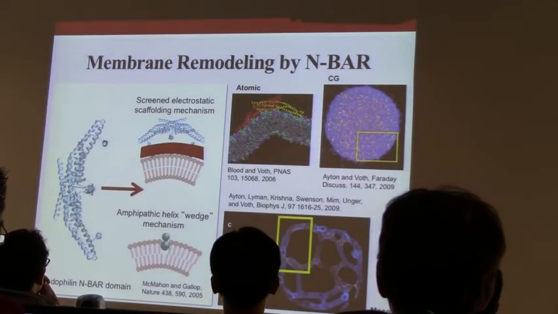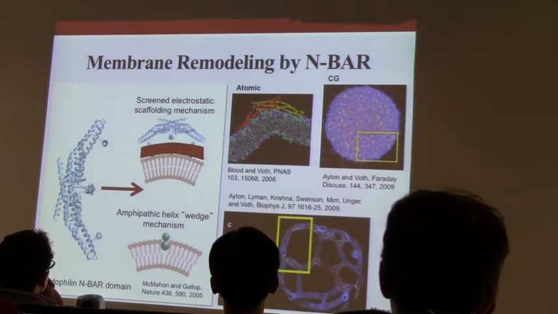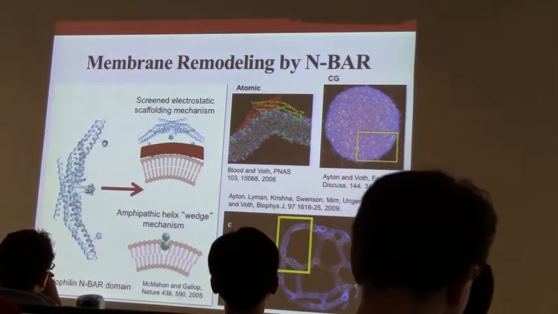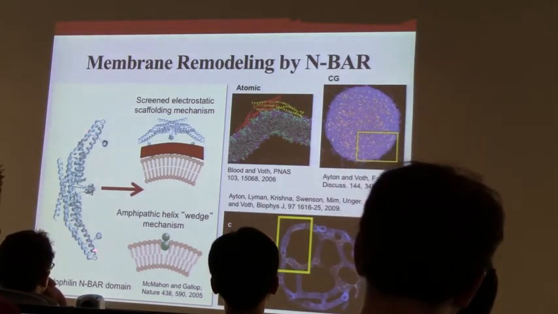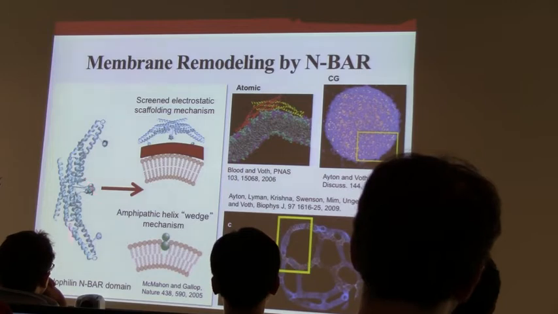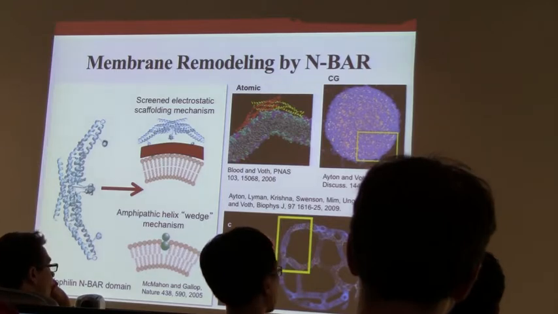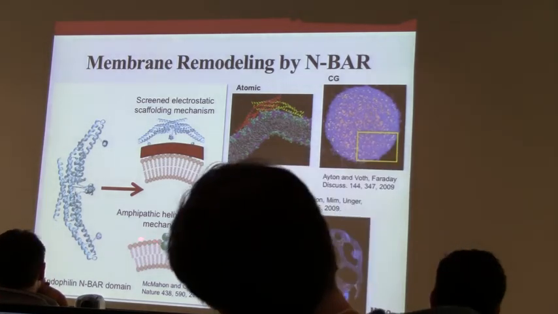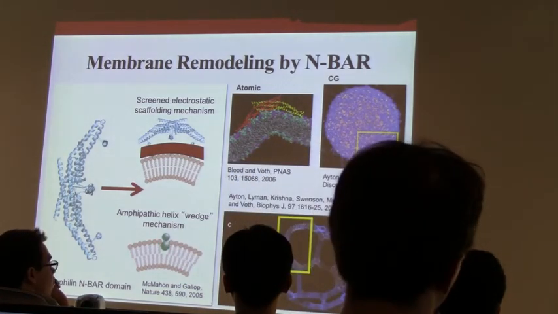This is an example of another protein. These arch-like proteins bend membranes. They're called BAR domain proteins. They look like a banana. They bind to membranes. And then here are helices. These helices stick into the membrane, so they're like a wedge. You can see this is sort of an artist's rendition. They wedge, and if they go into one side, they drive curvature of the membrane.